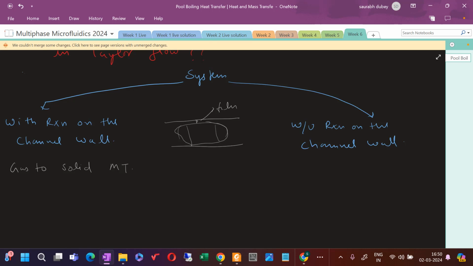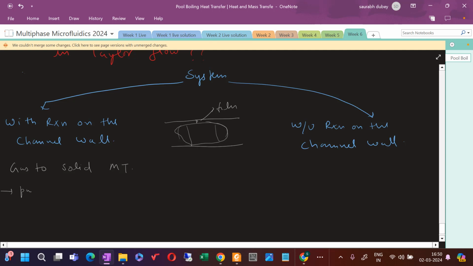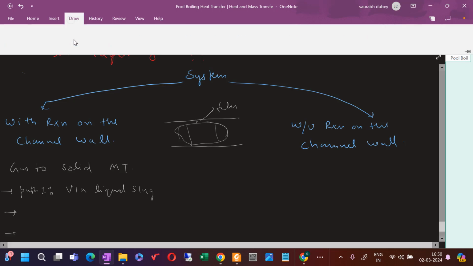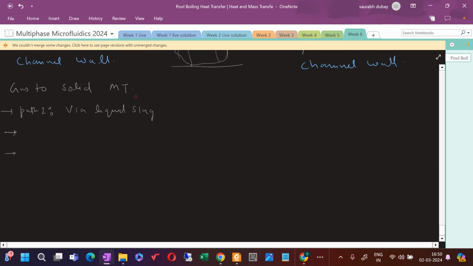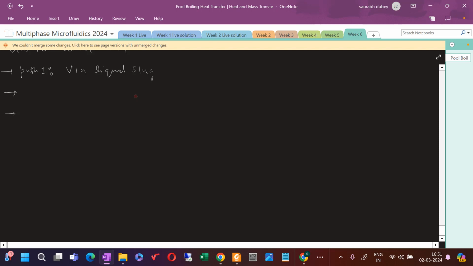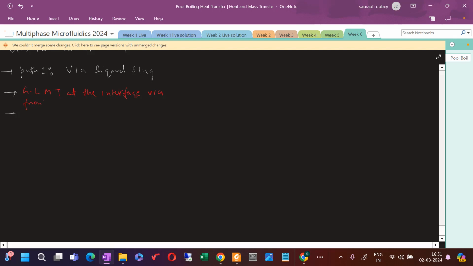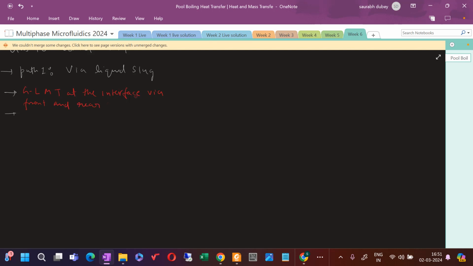So there are two paths. Path one is via liquid slug. There, what you had via liquid slug, if you go, what you had was gas liquid mass transfer at the interface via front and the rear bubble cap. Gas to liquid mass transfer at the interface via front and rear bubble caps.